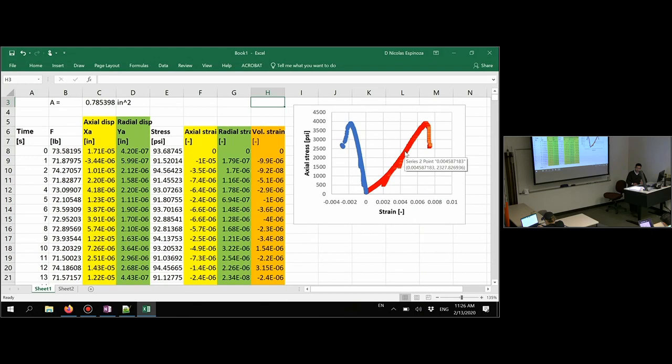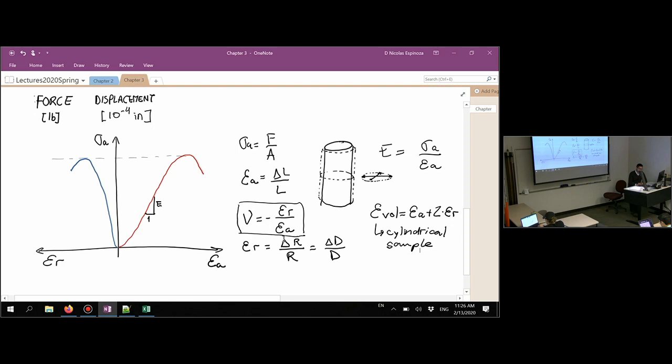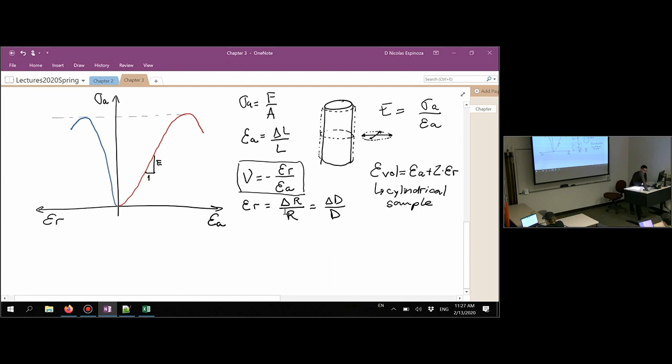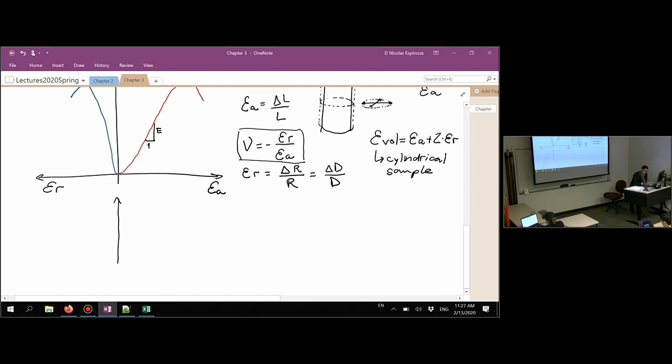Now we need to measure the Poisson ratio. And if you remember from the definition of the Poisson ratio, this is going to be the ratio of radial strain to axial strain. So what we're going to do in this case is plot the radial strain as a function of the axial strain, and you're going to see something that looks more or less like that.